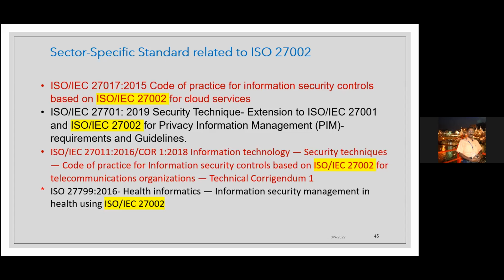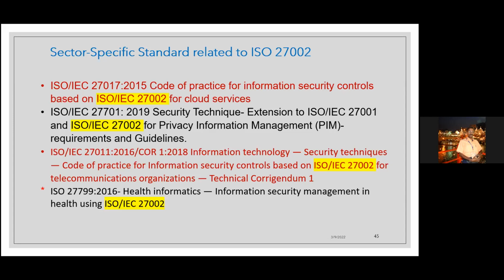The second one is PIMS, the 2019 ISO 27701. PIMS is an extension of the ISMS. Any organization which wants to get certified for PIMS needs to have the ISMS first, then they can go for the ISO 27701. So in view of the ISO 27001 going to change, whether this particular 27701 is also going to change or not, I will give some idea in the next few minutes.